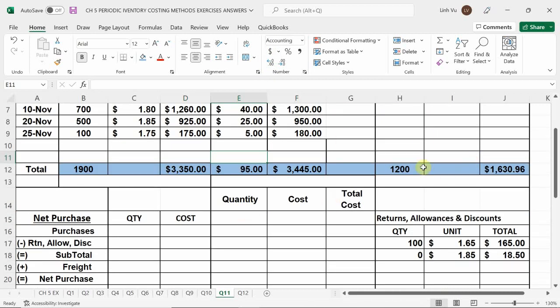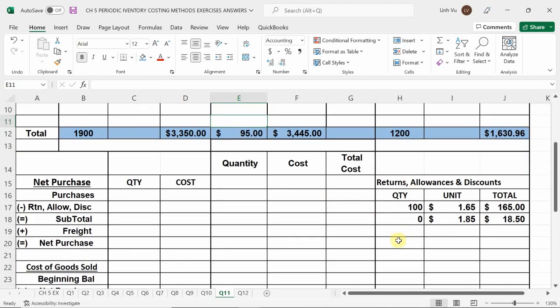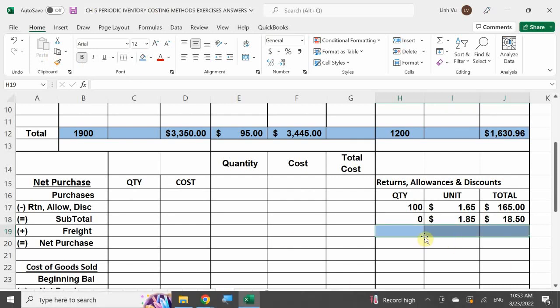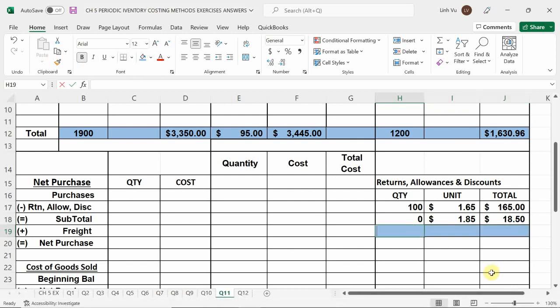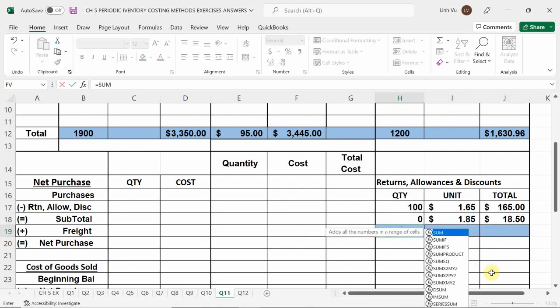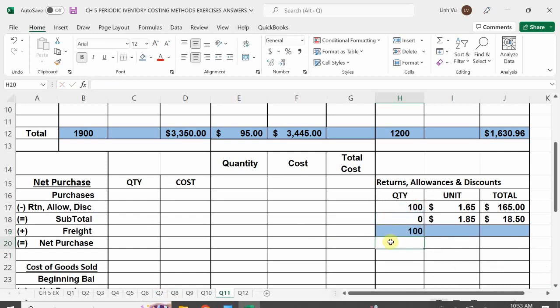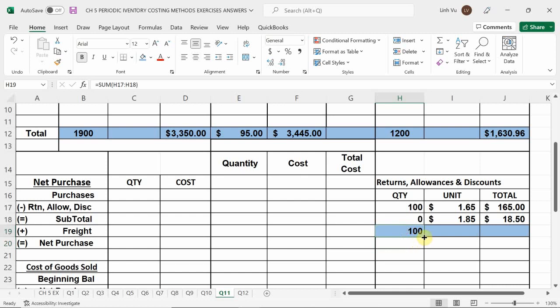We have my beginning balances there, and now let's go ahead and sum up my total returns and allowances. So how many units did I return? 100. Just 100 at a total refund of $183.50.